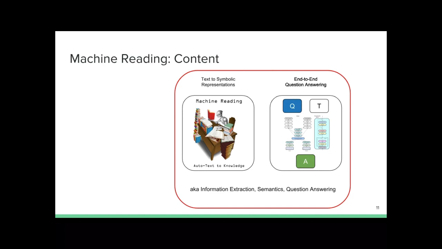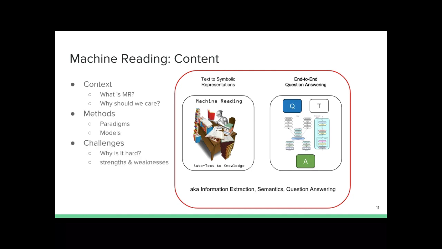So what this first part of the tutorial is about is essentially these two things. In particular, what I'm trying to give you is a context. What is machine reading? Why should we care about it? The methods that we use for machine reading, the different paradigms, and I already mentioned some, the models that we have been using, and what are the challenges in machine reading? Why is it hard? What are the strengths and weaknesses of current models? And what are the tools that people use for it, and in particular, what are the data sets that people use for it?